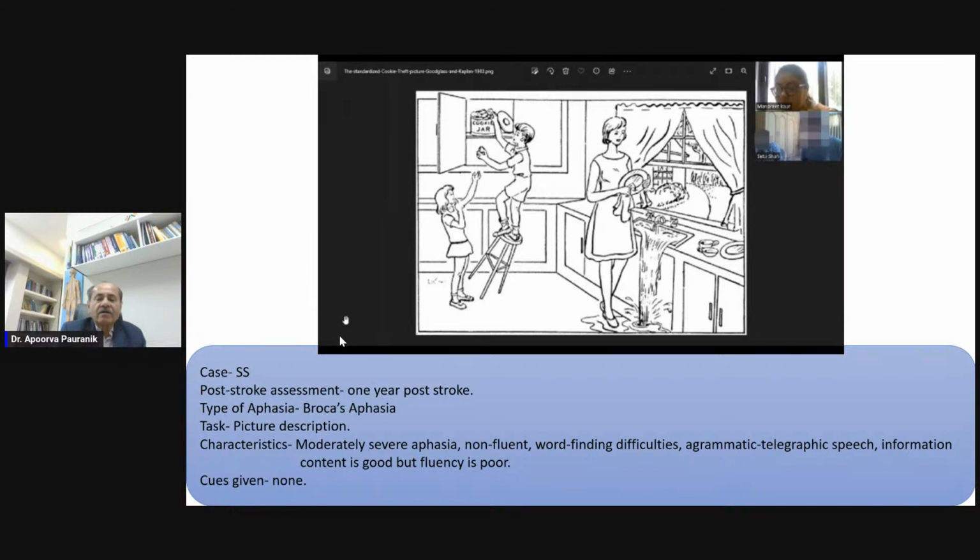Water is over, but he's finding it difficult. Water is overflowing.